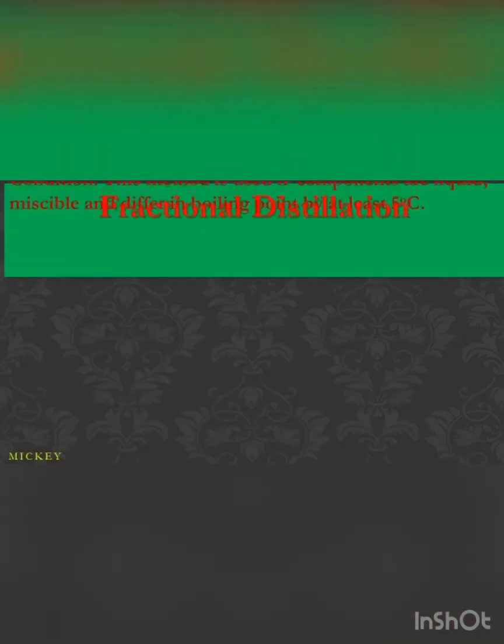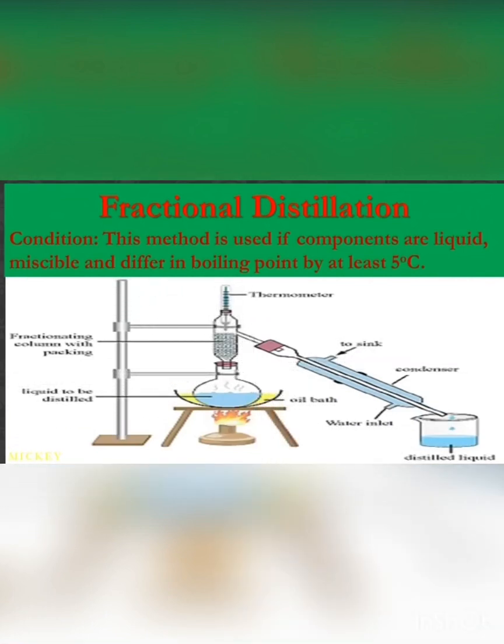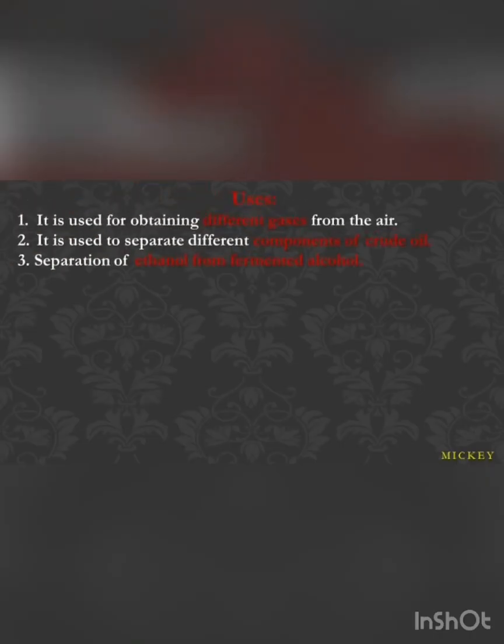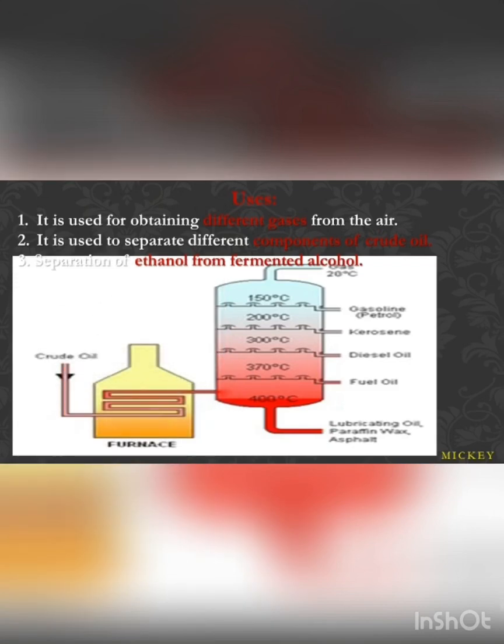Similarly, fractional distillation is again used to separate components of the liquid which are miscible and they differ in their boiling points, but by a bare minimum of 5 degrees Celsius. When you want to separate gases from the air, this method is used. Or, for example, you can see in the diagram, the components of crude oil are separated based on the fractional distillation technique. That means the heat is applied to the crude oil. The vapors are formed of individual components of the mixture at specific boiling point which the component possesses, and the pure component is collected in the receiving flask.